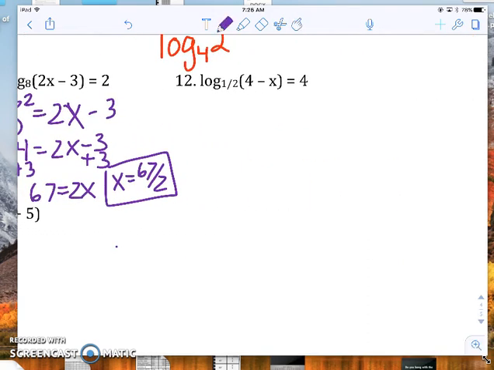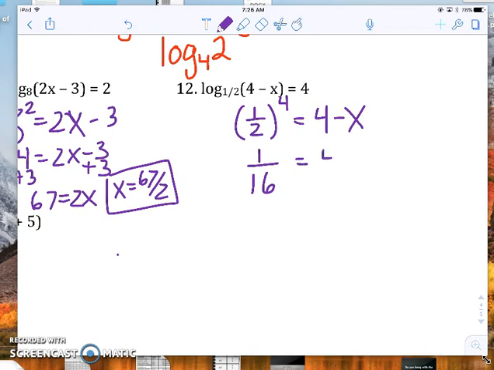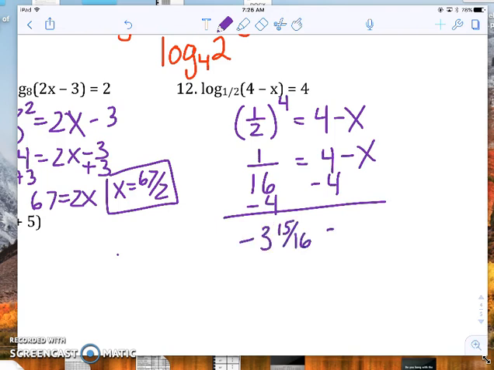And this last one, so we got 1/2 to the 4th power equals 4 minus x. Well, we raise both of those to the 4th, so that's 1 over 16 equals 4 minus x minus 4. So that'd be negative 3 and 15/16 equals negative x. So x equals 3 and 15/16.